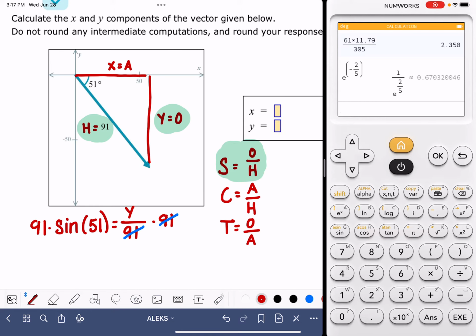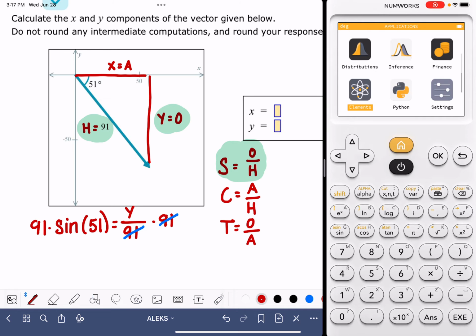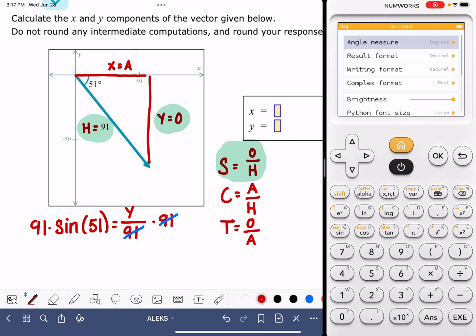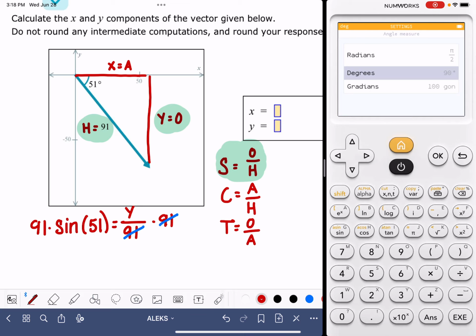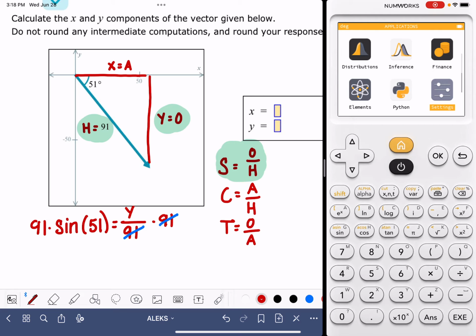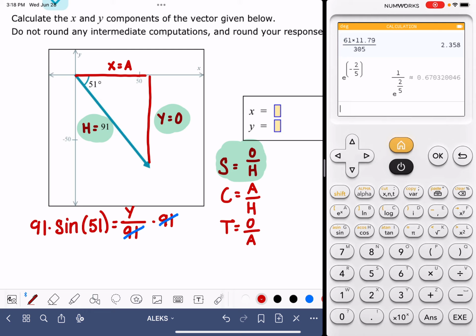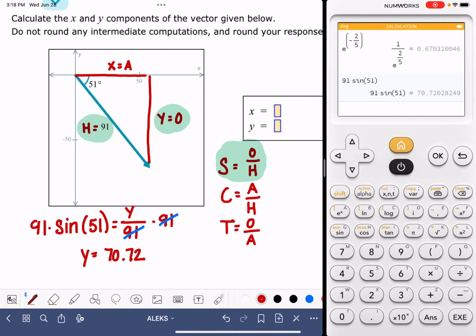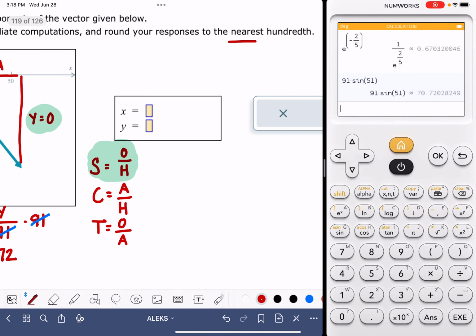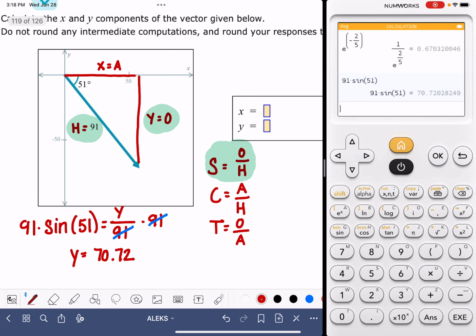With your calculator, before you get into this problem, make sure that your calculator is set to degrees, not radians, because this angle is given to us in degrees, not in radians. And I'm going to just calculate this. 91 times the sine of 51. That is y is equal to 70.72. ALEKS wants this particular one reported to the nearest hundredth. You should always double check and make sure that it's asking for the same from you as well.